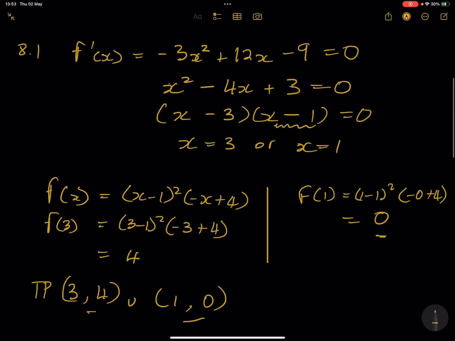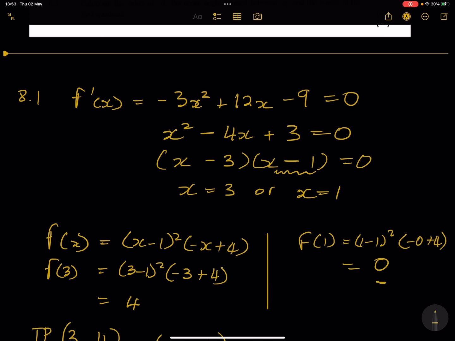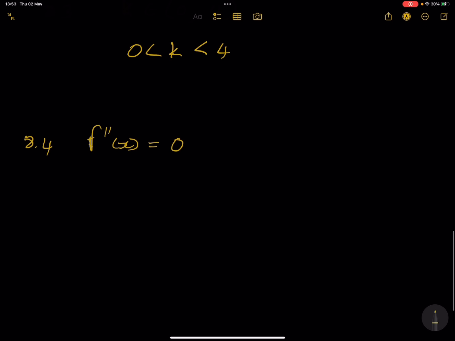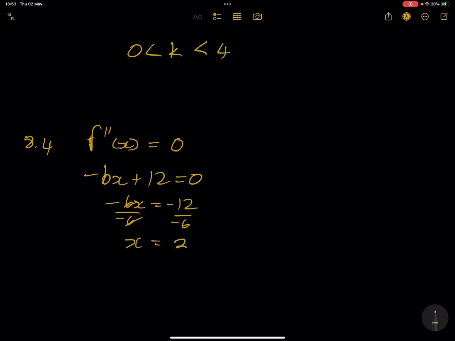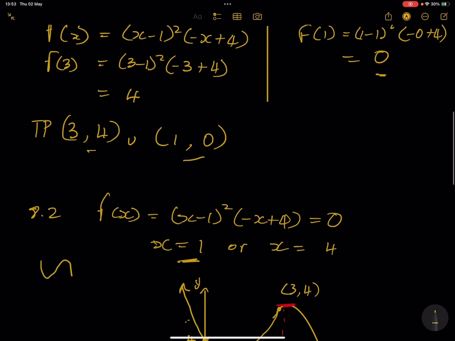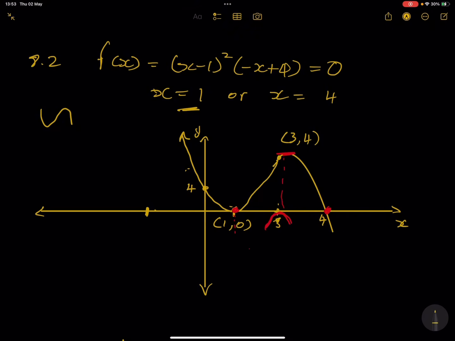Our double derivative would be minus 6x plus 12. So that's minus 6x plus 12 is equal to 0. And so our point of inflection, minus 6x is minus 12. If I divide by minus 6 on each side, then x would be equal to 2. And definitely that would be the midpoint between 1 and 3, isn't it?